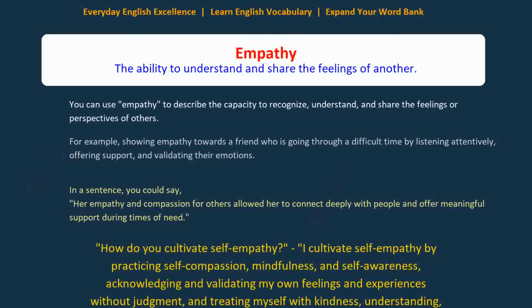How do you cultivate self-empathy? I cultivate self-empathy by practicing self-compassion, mindfulness, and self-awareness, acknowledging and validating my own feelings and experiences without judgment, and treating myself with kindness, understanding, and acceptance, which allows me to connect with and care for myself with the same compassion and empathy I show towards others.